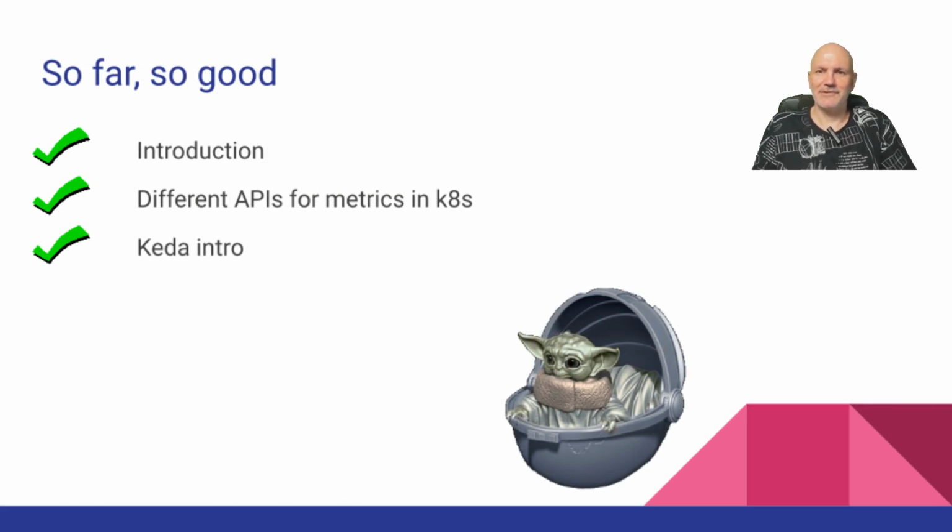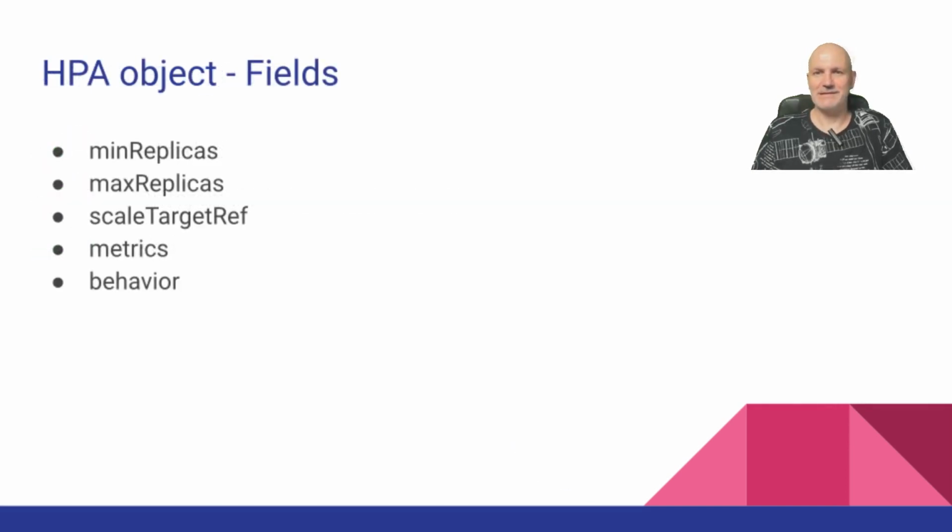So, after the overview of different metrics APIs and a brief taste of KEDA advantage, it's time to take a look at HPA definition and explain it a bit. The following fields define an HPA: min and max replicas that control the number of pods range within which the HPA controller will grow and shrink the scaled application.